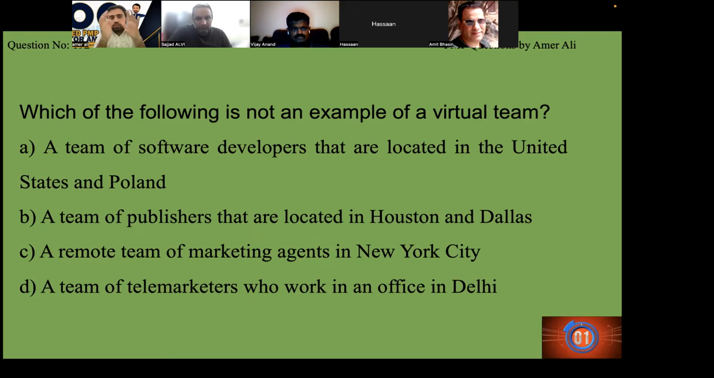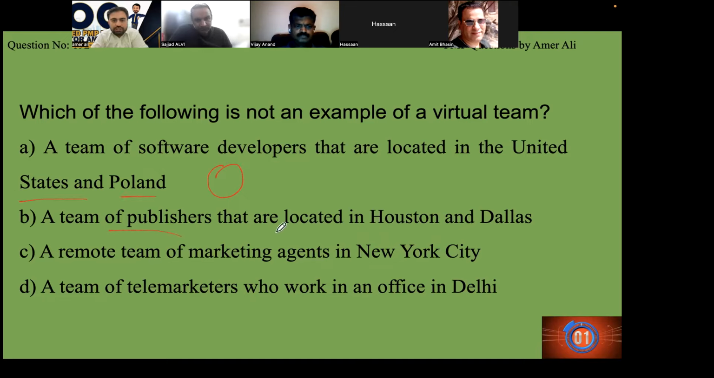Which of the following is not an example of a virtual team? Guys, please remember you will get a lot of questions about virtual teams, so understand the context of the virtual team. A team of software developers that are located in the United States. This can be a virtual team, so that is not the right answer.